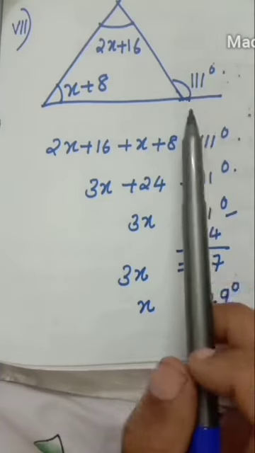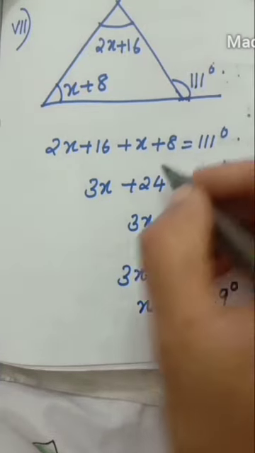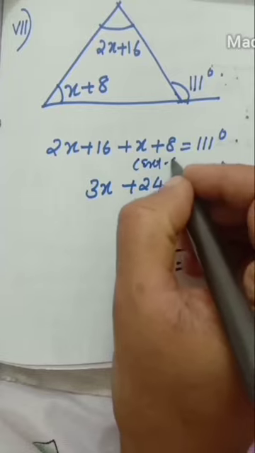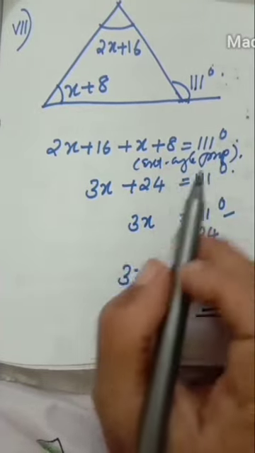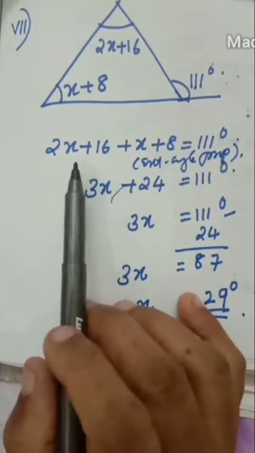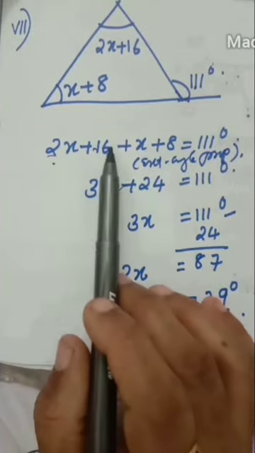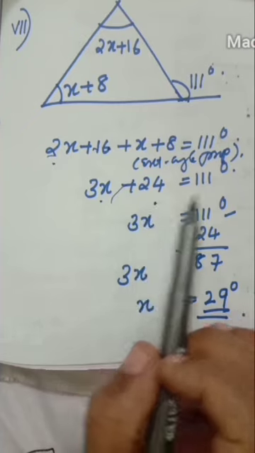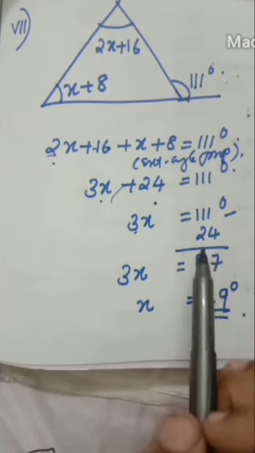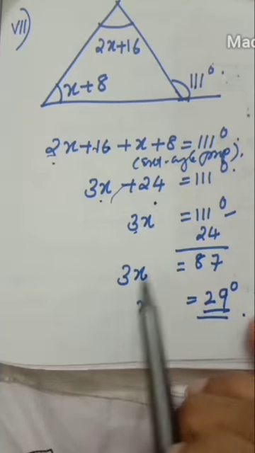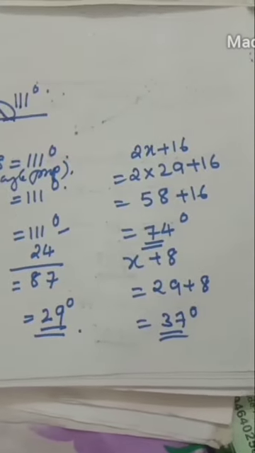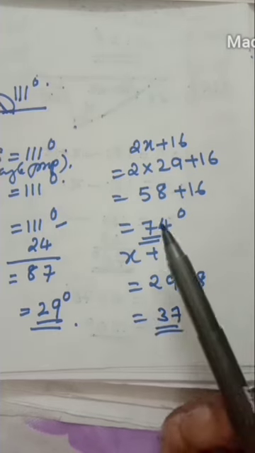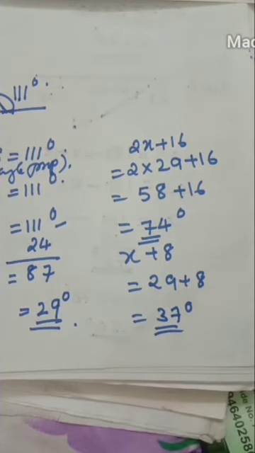Seventh one, exterior angle property. Here also exterior angle property. This one reason carries 1 mark. So you add it. How many x? 3x plus 16 plus 8 equal to 24. 3 24 will move that side. 87. 3 table it will cut out. You will get 29. After that x value you give to each. Then you will get a 74 and 37 degree.